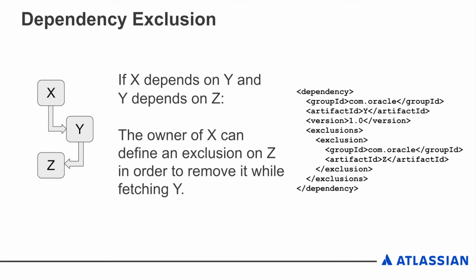So the dependency exclusion mechanism is one of the most used features in the dependency management system. You may have a module X, and in your module you can depend on Y, and suppose that you don't want Z while you are fetching Y. So you can define an exclusion on Z by its group ID and artifact ID.